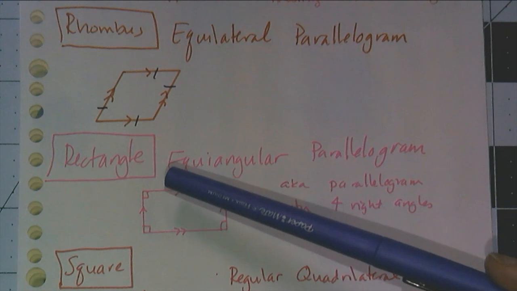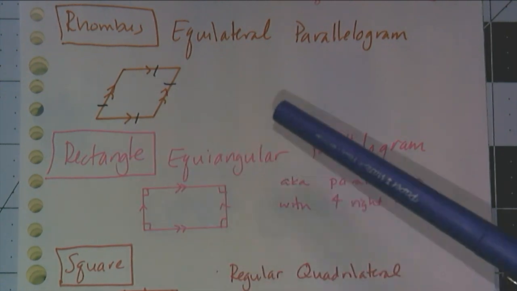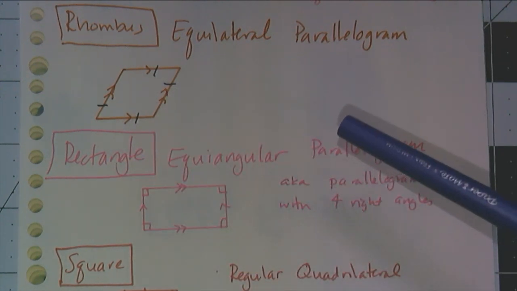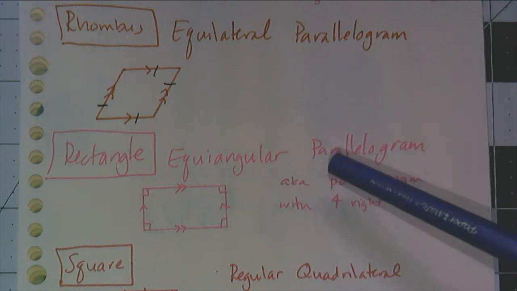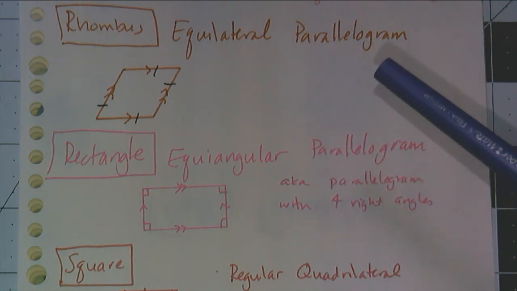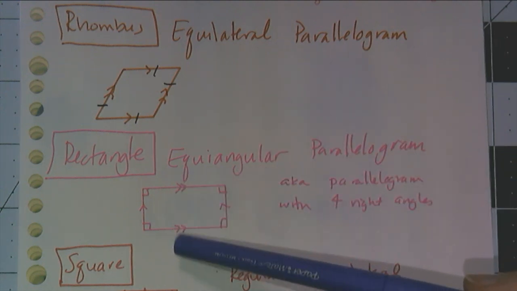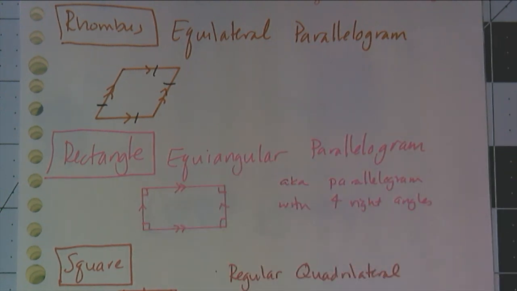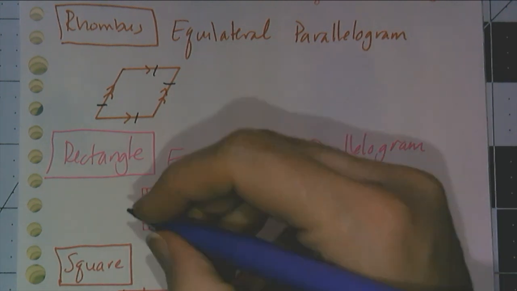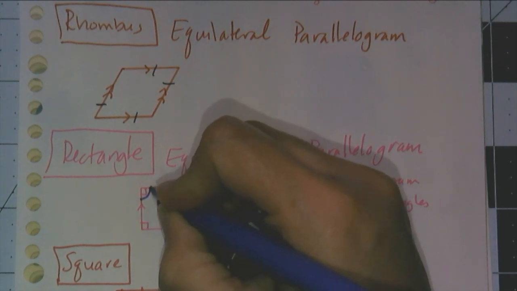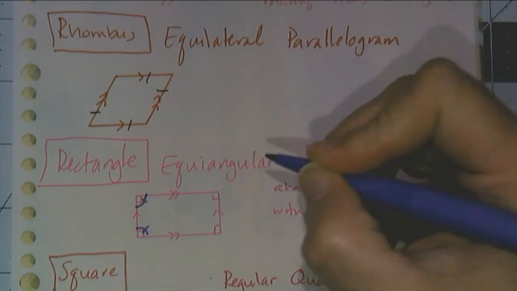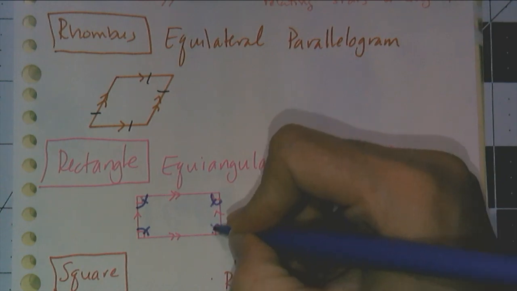Then of course we have the rectangle, of which you should be most familiar, and it is an equiangular parallelogram, also known as a parallelogram with four right angles, because that's the minimum definition of it. I have sets of parallel sides, four congruent angles. In this case I drew them as right angles. I could have easily drawn them with a little arc and a tick mark like this. I could also write them like this.